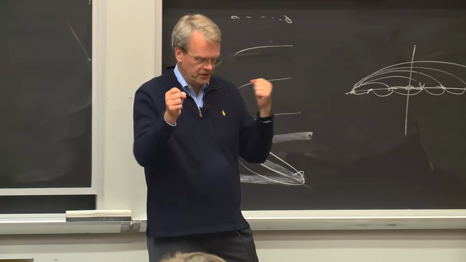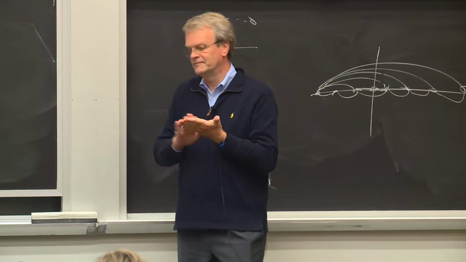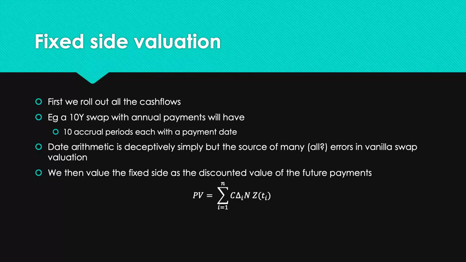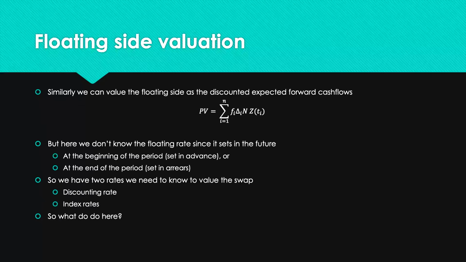Okay, to value the swap, we're going to do it in 2 pieces. We'll start with the fixed side. The fixed side is relatively straightforward. We roll out all the cash flows. We work out how much we're paying and on what dates we're paying. We then, from our curve, get the discount factors, and sum it all up. So in this case, C is the coupon rate, and delta is the accrual fraction. So if it's an annual swap, that'll be around 1, times the notional, and then times the discount factor. Sum it up. That's the present value of the fixed side.